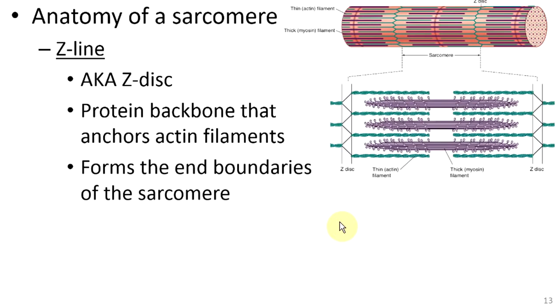And one thing you need to understand is that here's one sarcomere, but right on the other side is another sarcomere. So here's an actin filament that's cut off, but it continues on. You can see the Z disc, and it continues on to the next sarcomere.